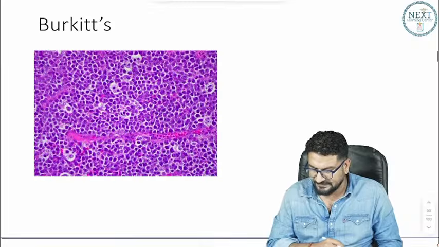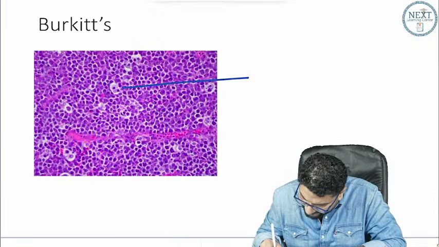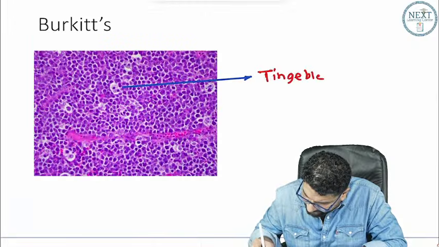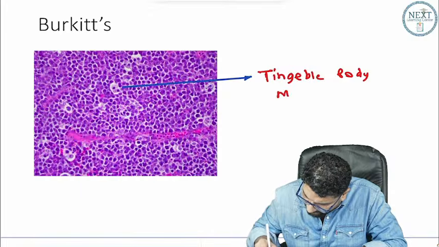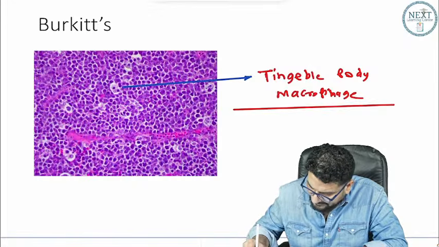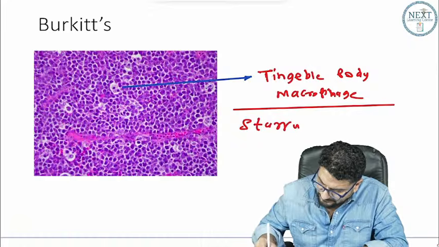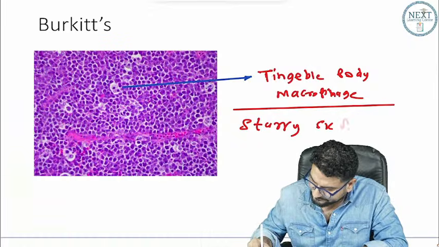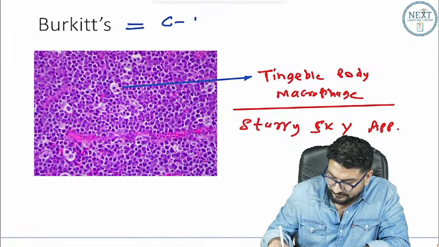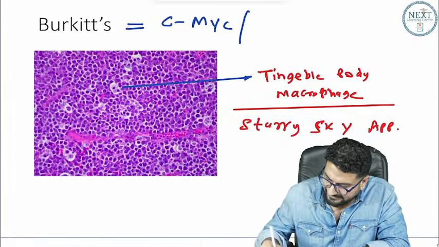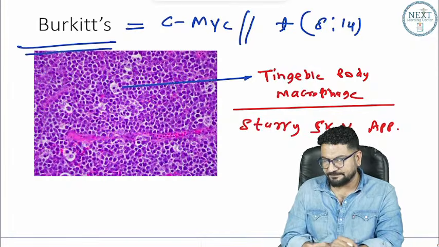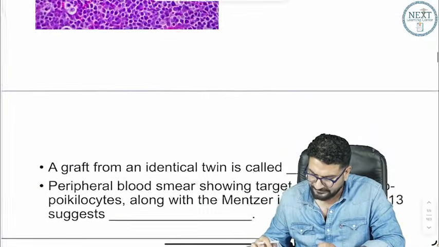This is what we can see: starry sky, we can see tingible body macrophages. The macrophages along with tumor cells, we call them tingible body macrophages, and what we call the starry sky appearance. This image is a repeat MCQ that has come many times. Starry sky appearance in Burkitt. Just remember one more thing, they ask you the name of the gene. It is the C-MYC gene. And the translocation they ask you is translocation 8;14. Done? Yes. Jaw swelling, African child.